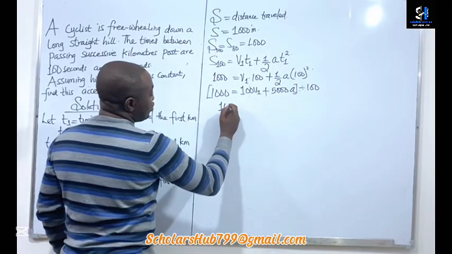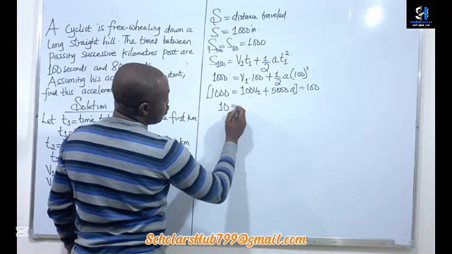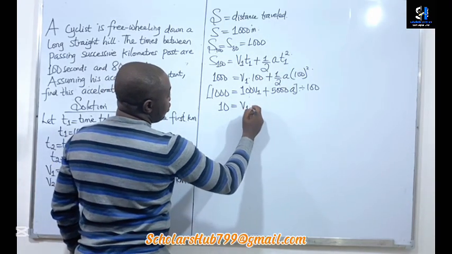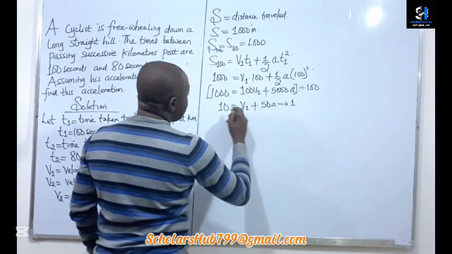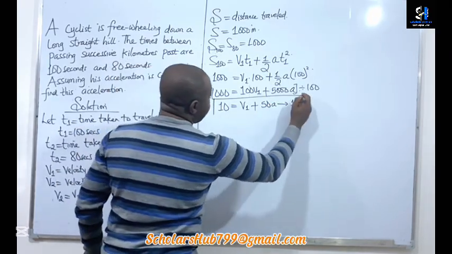So dividing by 100, we have 10 equals V1 plus 50A. Let's call this equation 1.